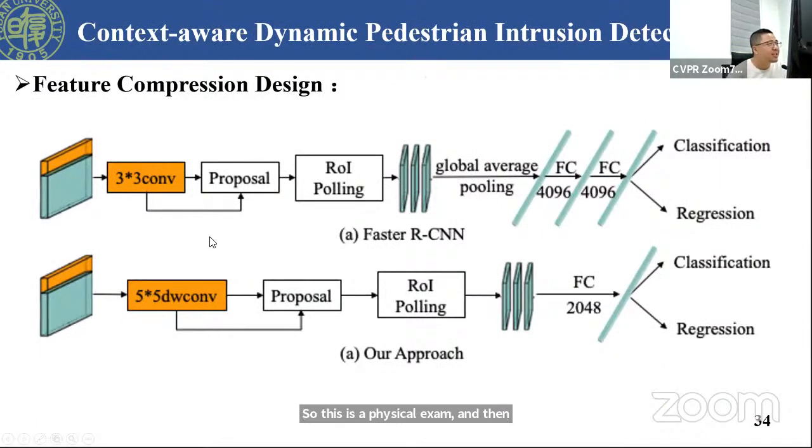And finally is the feature compression design. We modify the Fast R-CNN module to our new approach. And in this part, the 3-by-3 convolution is replaced by a 5x5 depth-wise convolution. And also we replace the original 3 fully connected layers with only one, and also reduce the number of neurons to half of its original size. So by this method, we can greatly compress the original network size and improve the inference speed.